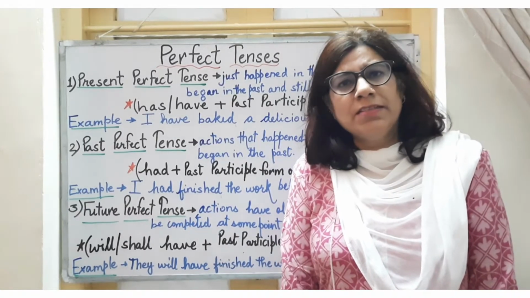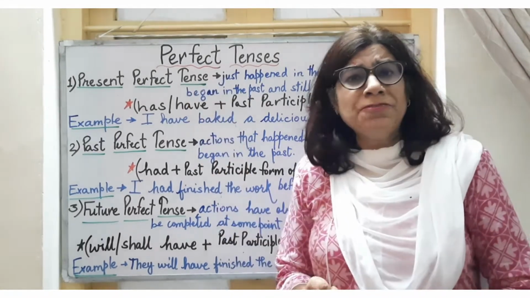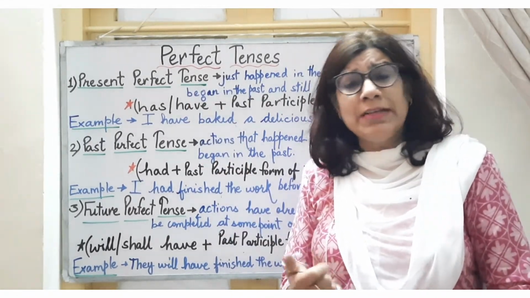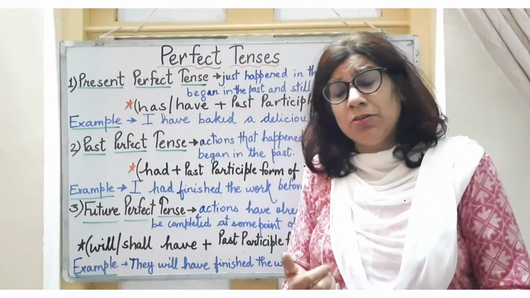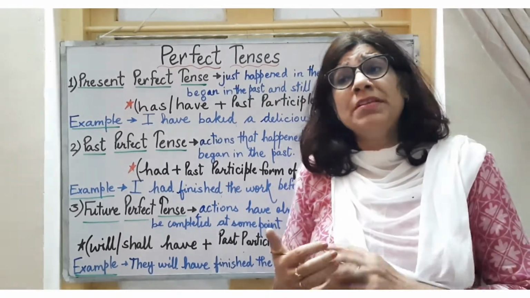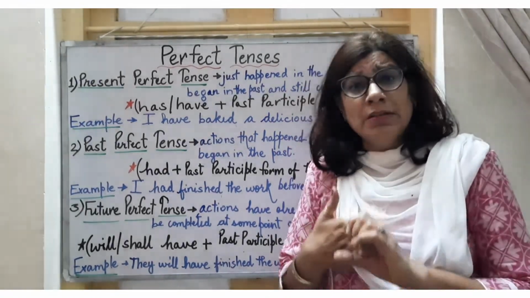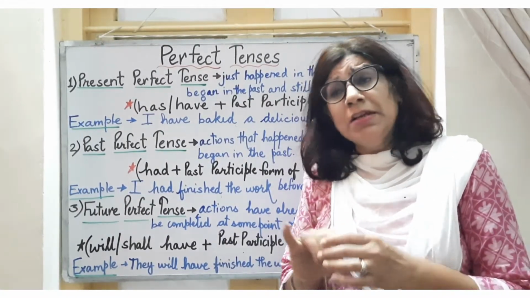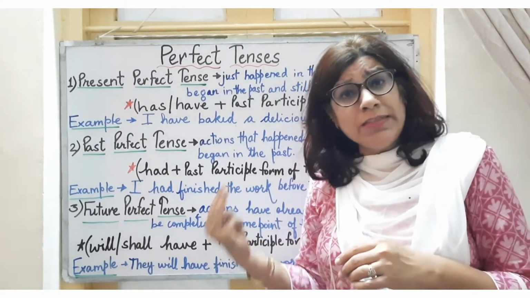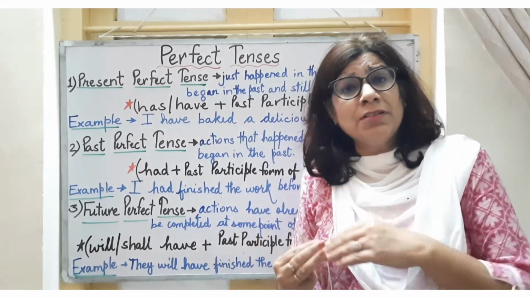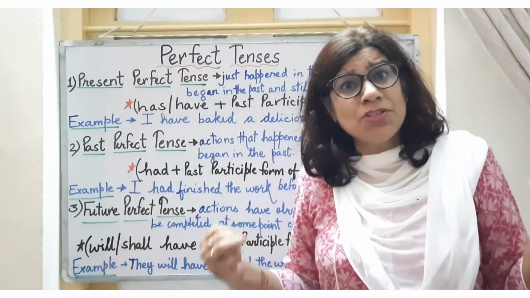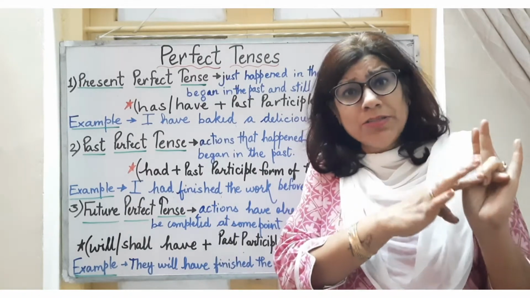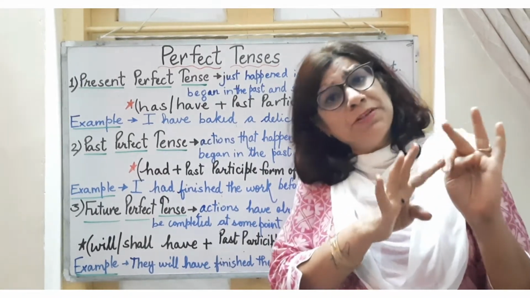Perfect tenses. Whenever we are talking about perfect tenses, do not forget, children, that when we are talking about tenses, we are talking about time. And the time is divided into 3 zones. Those zones are present tense, past tense and future tense. And these three main tenses are further subdivided into 4 tenses, which are simple tense, continuous tense, perfect tense and perfect continuous tense.